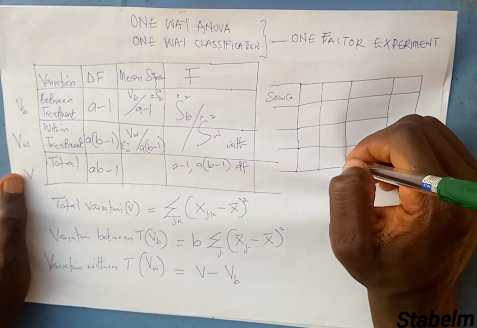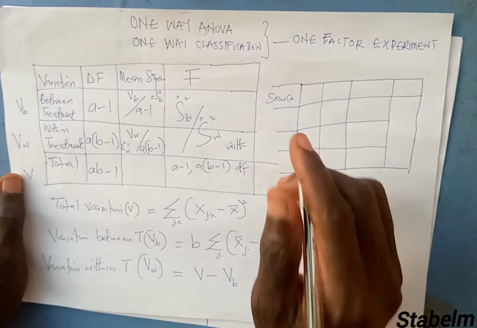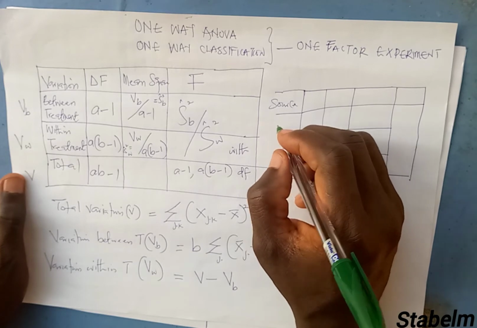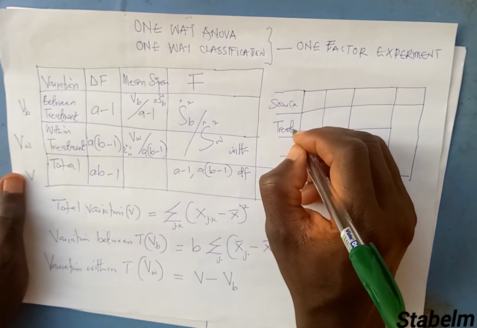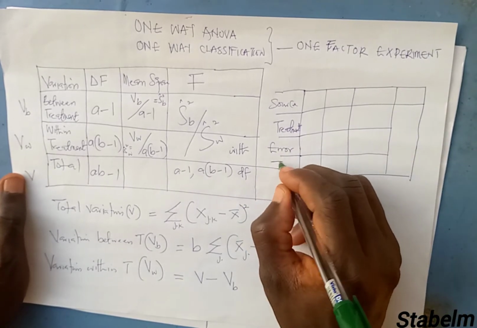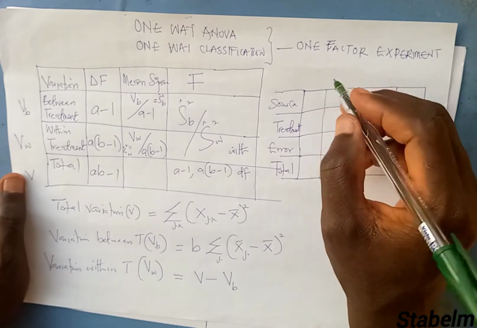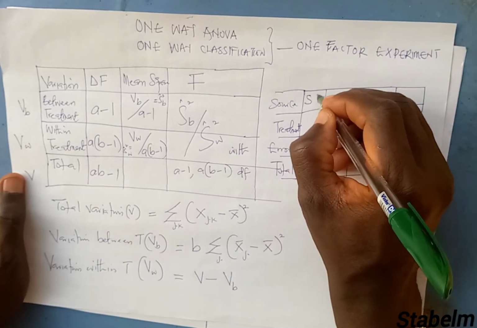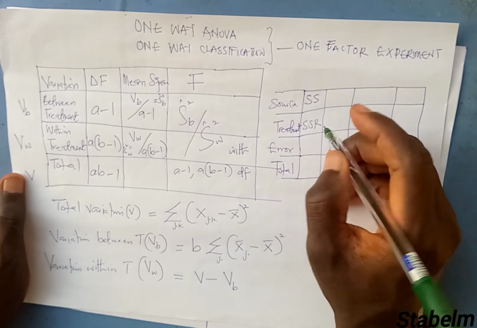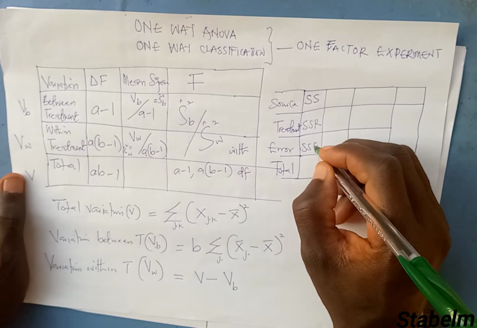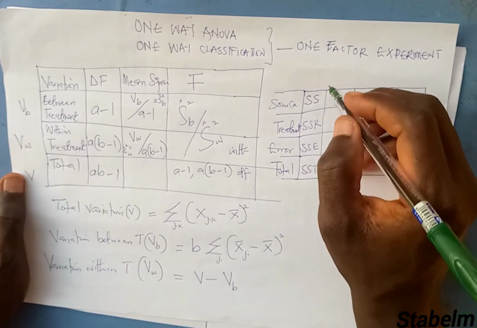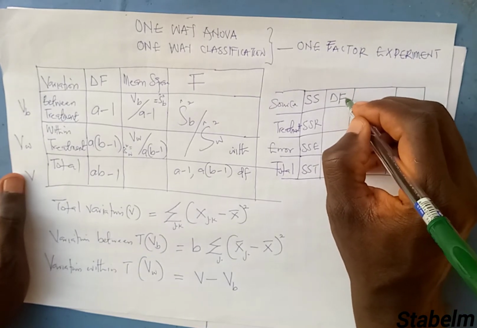Let me form another column here. So now, if this is our source, then here we have a treatment, we have an error, and we have a total. So in this case we have sum of square, SS. Here we have SSR, sum of square regression, SSE, sum of square error, and we have SST, sum of square total.